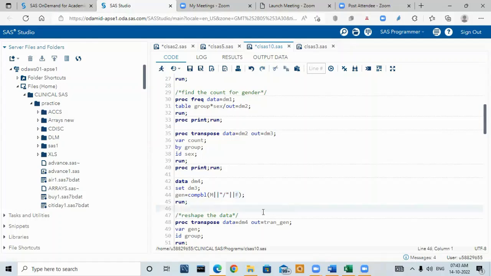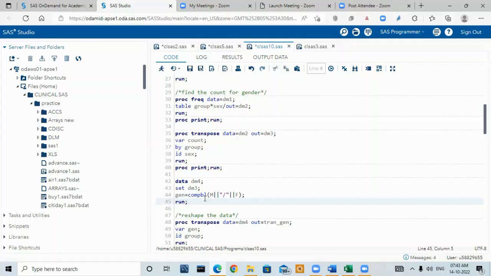These are joined by using what? Concatenation pipes. By using concatenation pipe. One more thing, why are we using the COMPBL function? COMPBL function will remove the spaces. What will it do? It will remove the spaces.